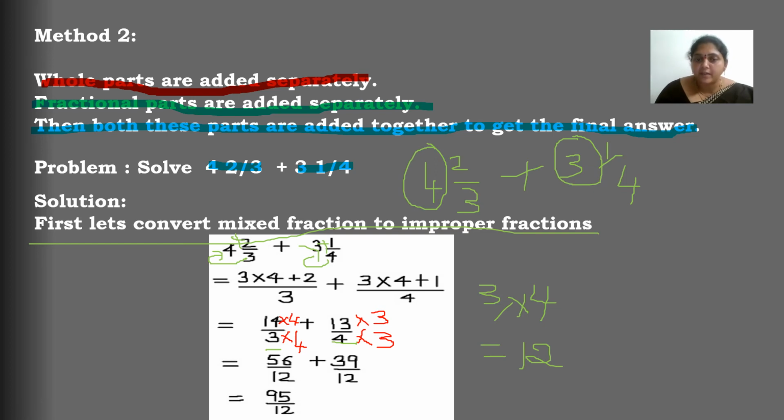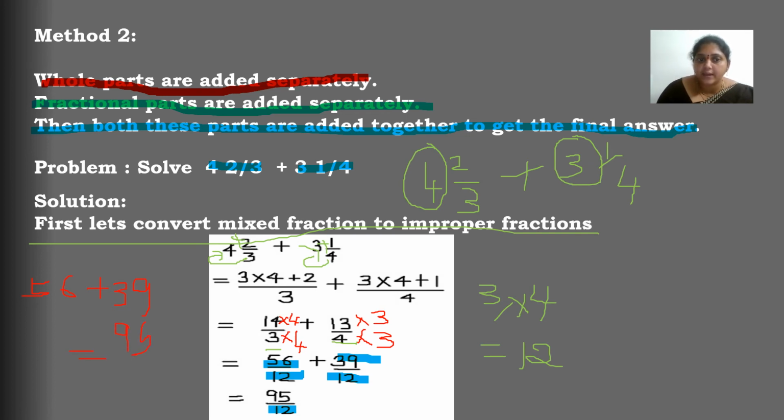When you are multiplying 14 into 4, it is 56, and 3 into 4 is 12. 13 into 3 is 39. 4 into 3 is 12. Now both the denominators are equal. So put the common denominator. Now add 56 and 39. When you are adding both, what is the answer you are getting? You are getting 95.